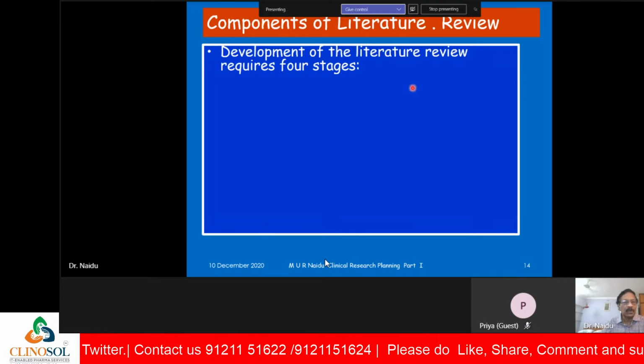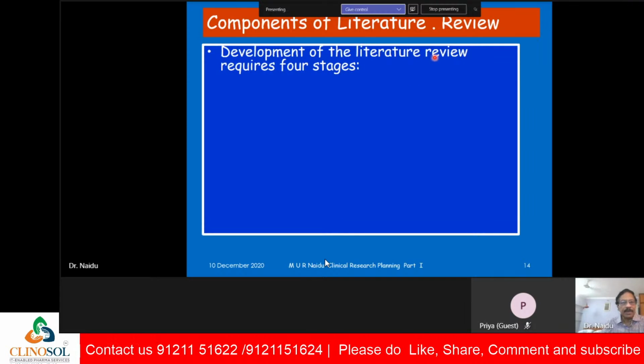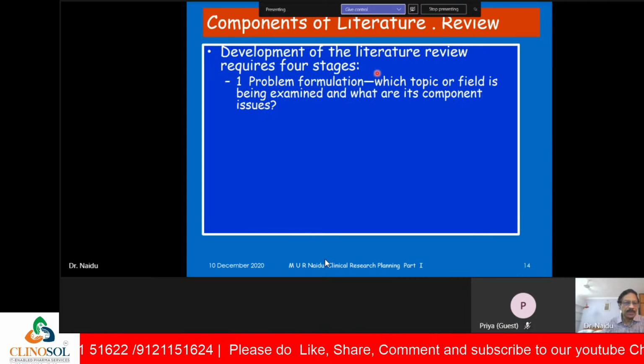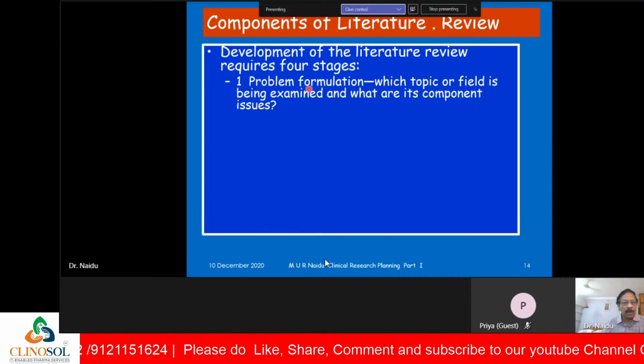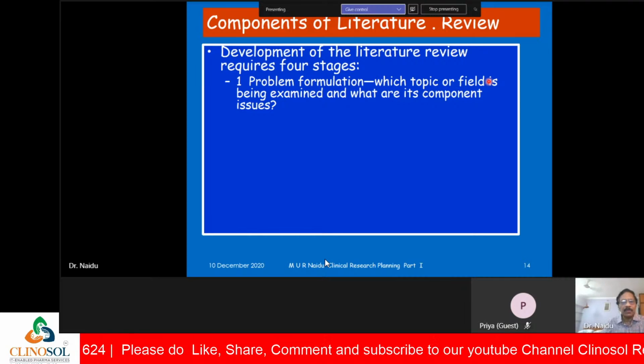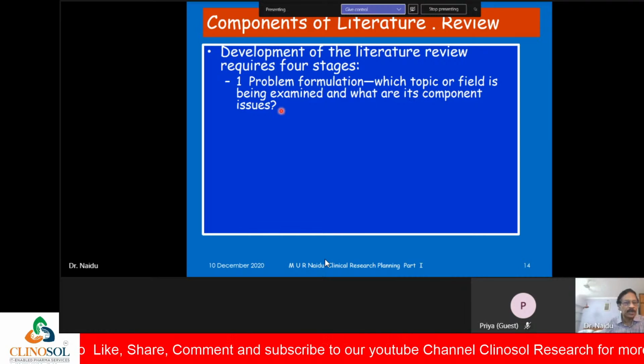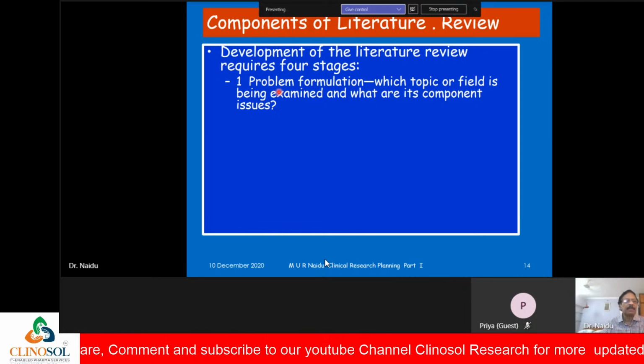Now, how do you go about the review? Development of a literature review requires 4 stages. The first stage is problem formulation: which topic or field is being examined and what are the components of the issue. This is your first. You have to have a problem, you have to formulate that.